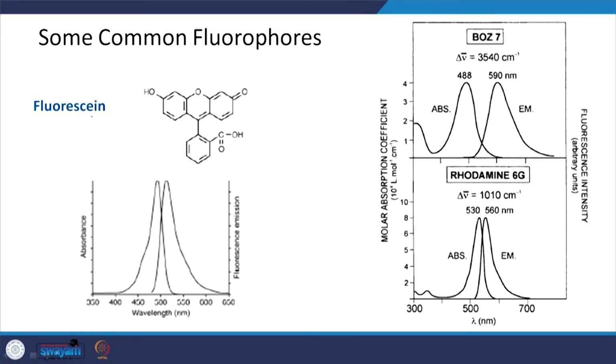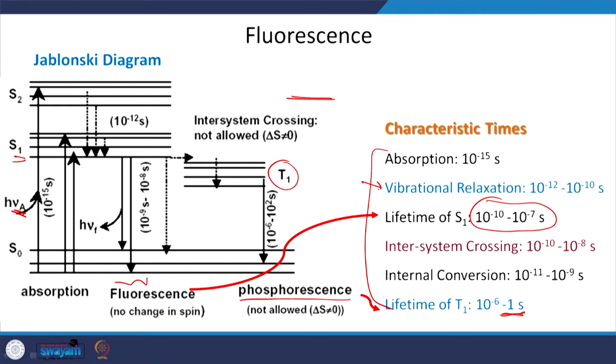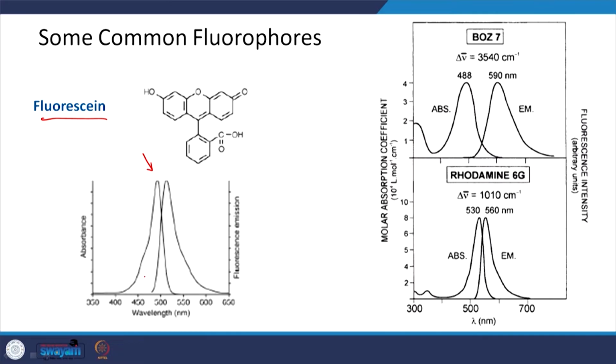So what happens in fluorescence? For example, here I have taken the fluorescein molecule, and you shine it with certain light. Here is the absorption curve, where it gets absorbed. After vibrational relaxation, it comes down, emitting light of a wavelength which is larger than the absorption wavelength. This is called fluorescence. This is the absorption plot, and this is the fluorescence plot.